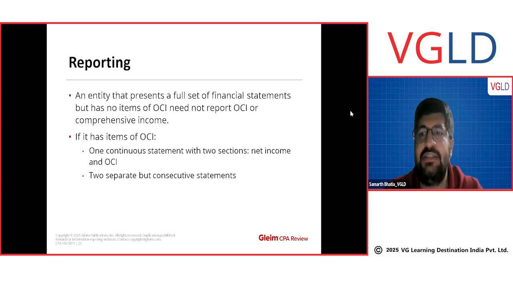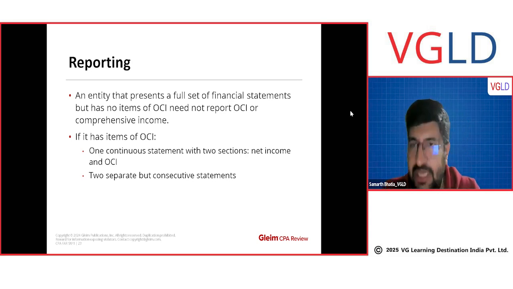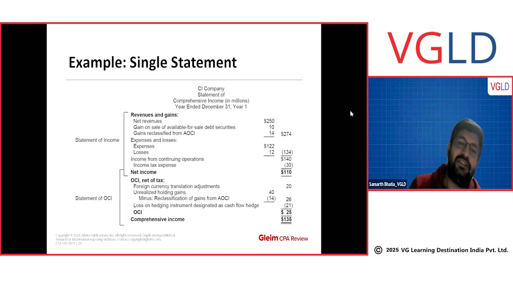But if it has items of OCI, they have two options. One is to prepare one continuous statement in which they first calculate the net income, then they calculate the comprehensive income. The second option is to prepare two separate but consecutive statements. First they prepare the statement of income, then they prepare the statement of comprehensive income. And how it looks, we'll be discussing.